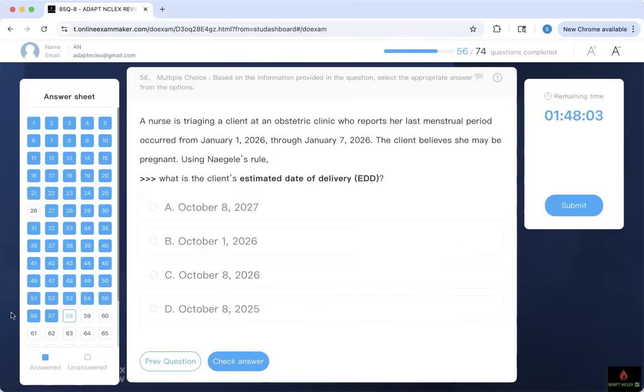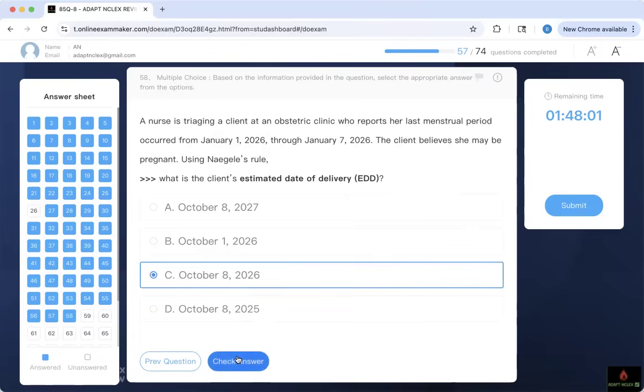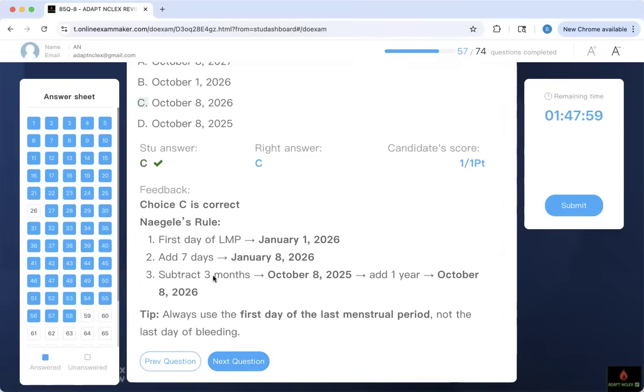So that's the way you calculate it. If you have your method, use it. And this is the rule. First day of the last menstrual period, add 7, subtract 3 months, and then add a year. We come back to the same year.